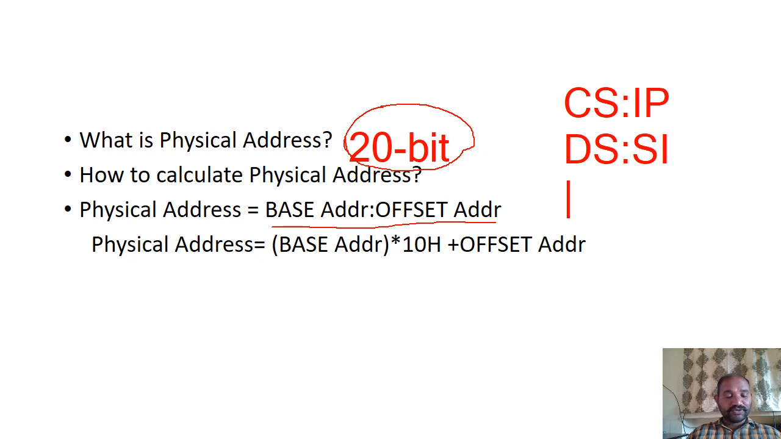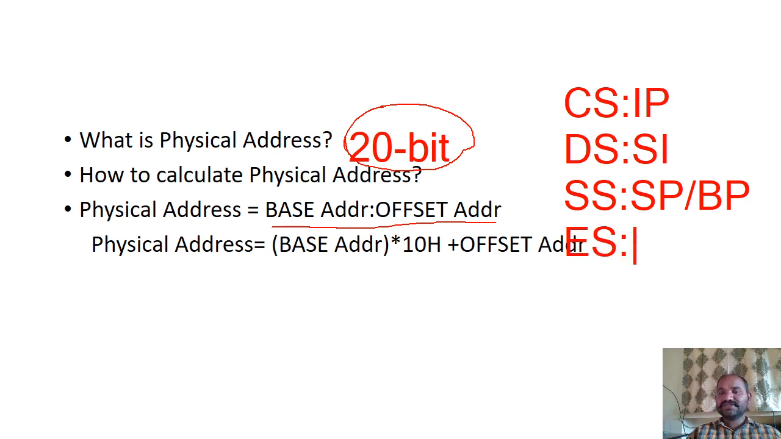The next one is SS colon, which may be SP or BP. When the microprocessor uses the SP register, and when it uses the BP register to represent the offset, we are going to see that, no problem at all. The next one is ES, the extra segment. For this, the offset address is in the DI register.